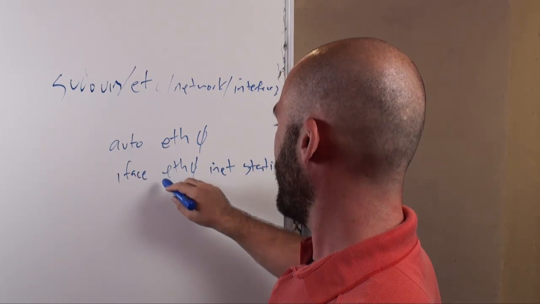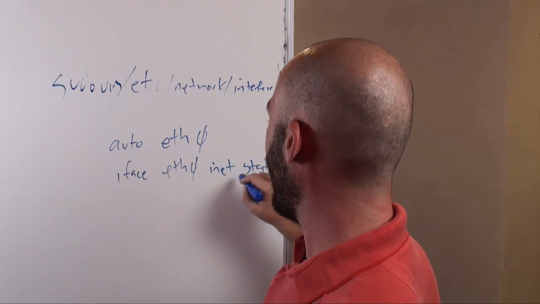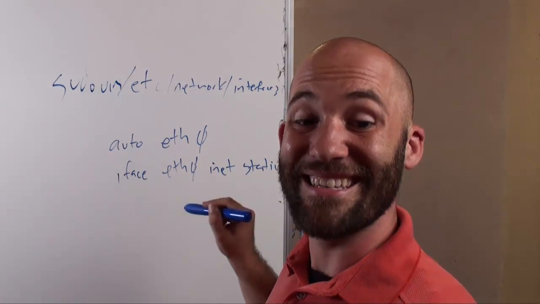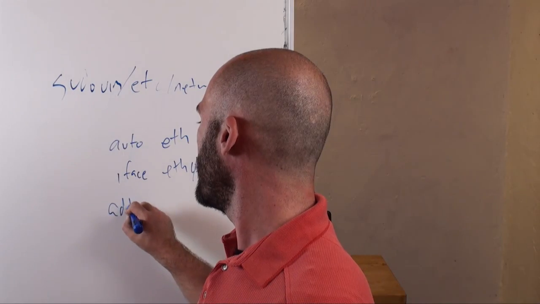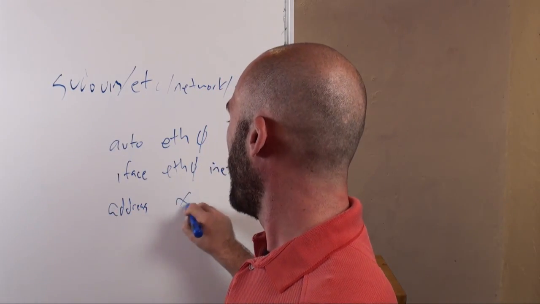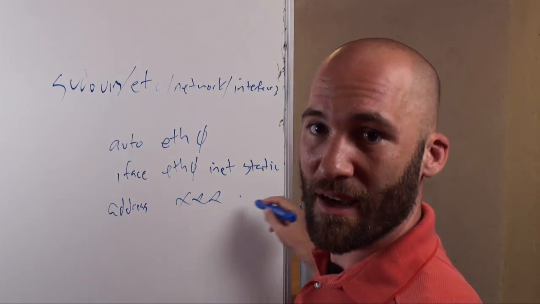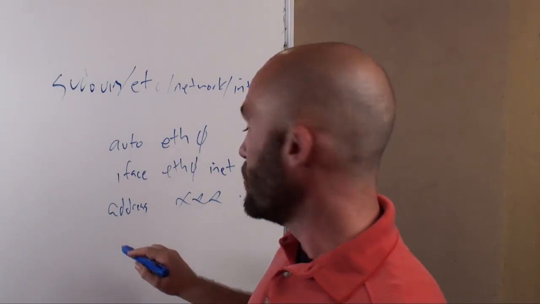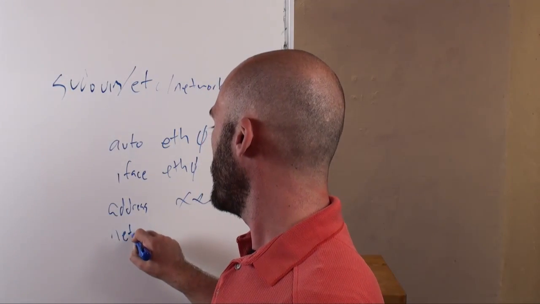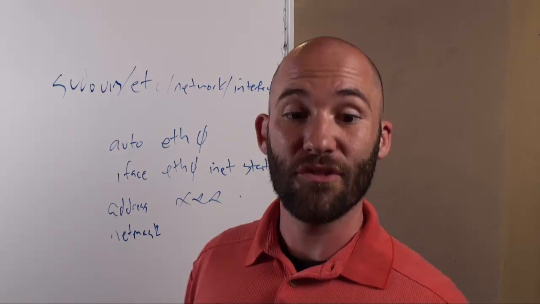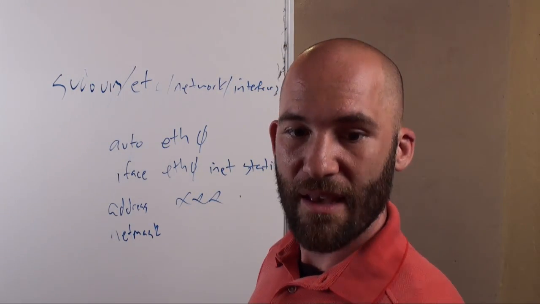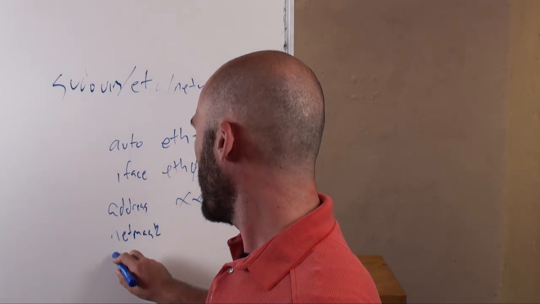So interface eth0 inet static. This is a static IP address. Then under that, you'll see address, and it will have the IP address, 10.1.10.5, whatever that is. You'll see netmask. That is the subnet mask, 255.255.255.0. Then you'll see the network.